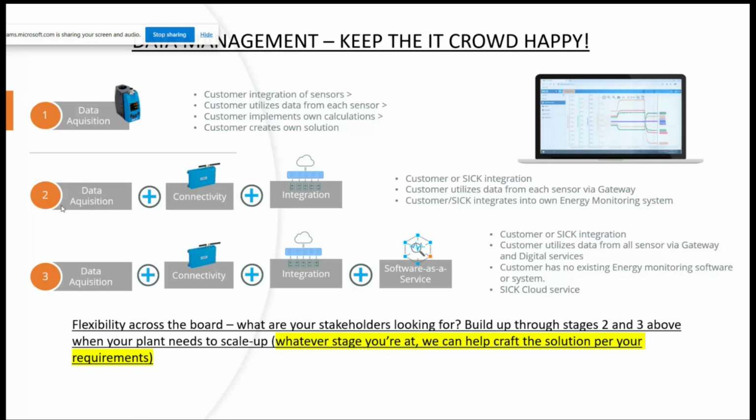So SICK have got their own monitoring apps, which is basically like a dashboard. You can see red is bad, or red, green, yellow. You've got that dashboard there. So if you want to create your own solution, you can. If you want to integrate with SICK, then you can work with SICK as well.